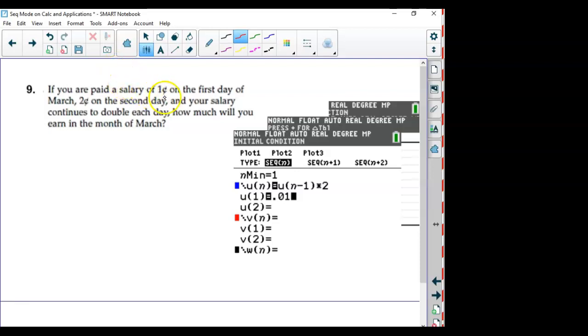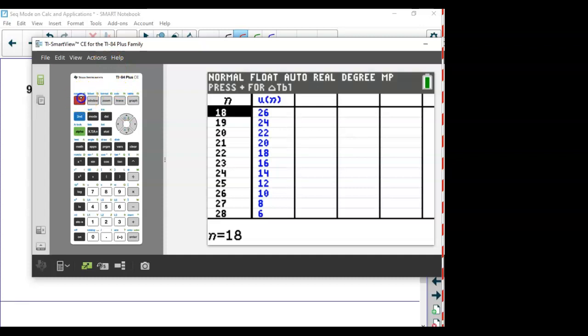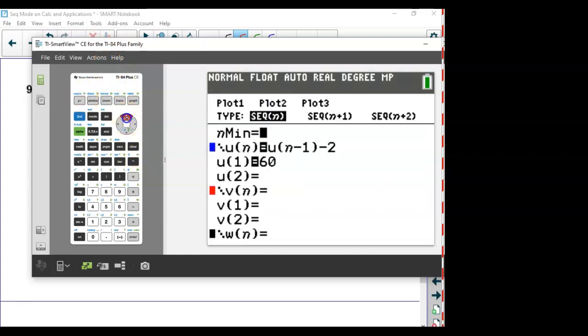If you're paid a penny a day for the first day of March and your salary continues to double each day, how much will you make in the month of March? The calculator is not going to give us the total, but it'll show us what we're making each day. So quickly go to your sequence and you're going to say the first day you're making a penny. So this would be 0.01.